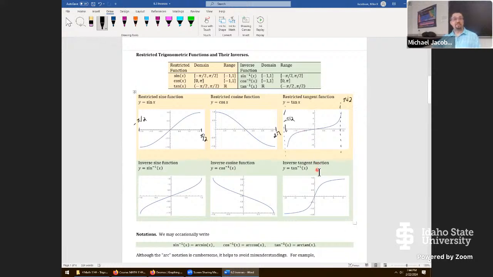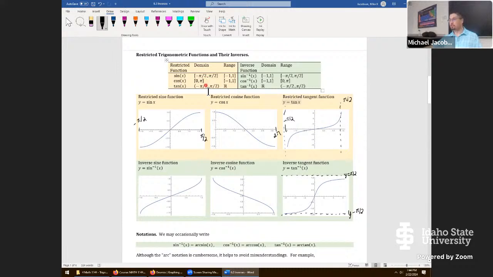But that means when you go to the inverse function, everything switches. A vertical asymptote like this one becomes a horizontal asymptote at height y equals pi over 2. This one at negative pi over 2 becomes a horizontal asymptote at y equals negative pi over 2.